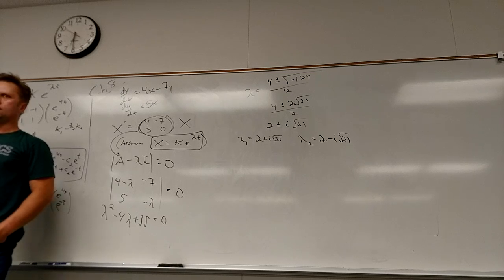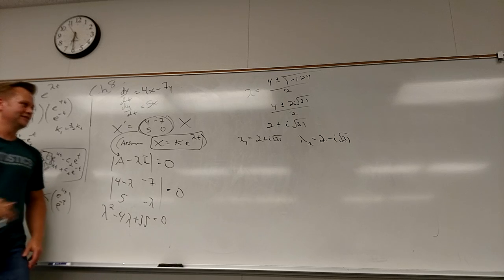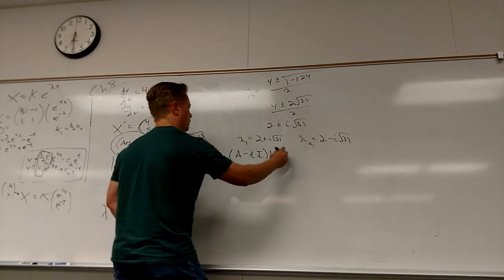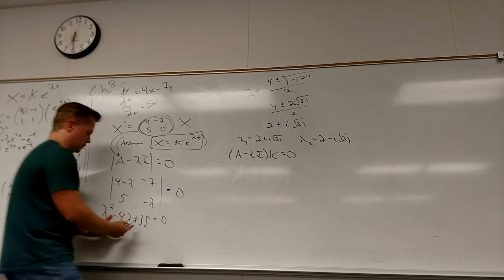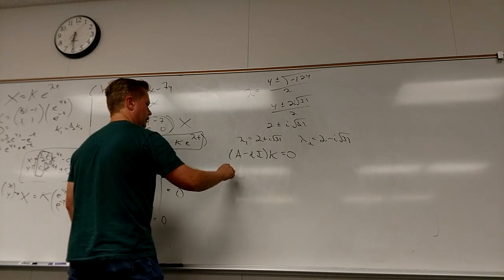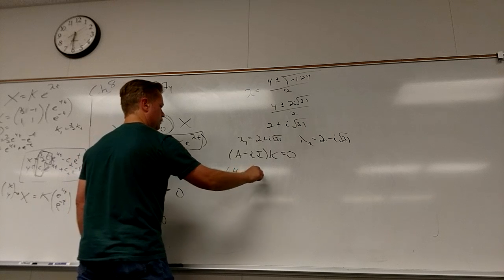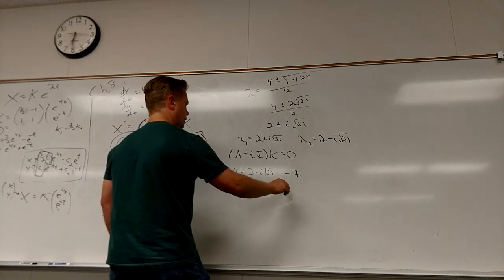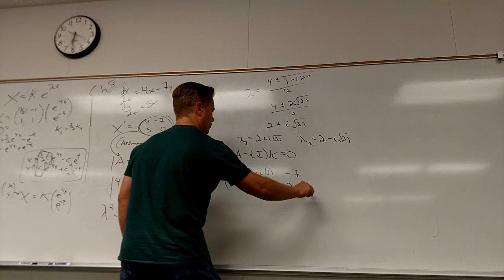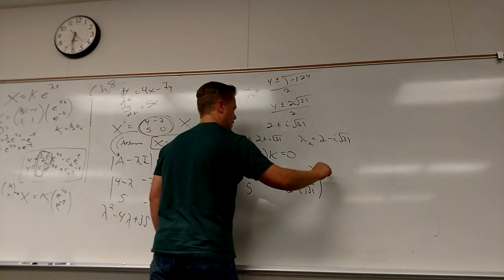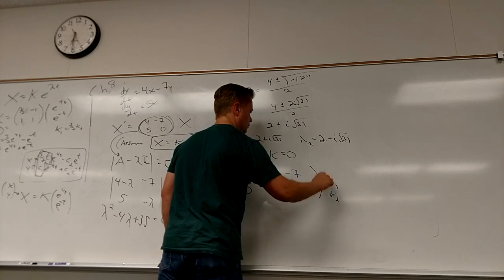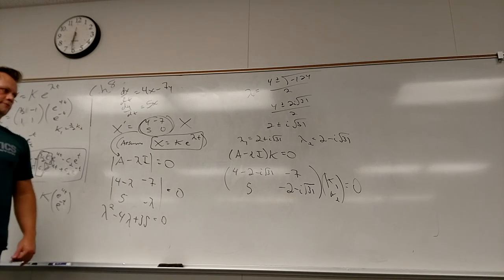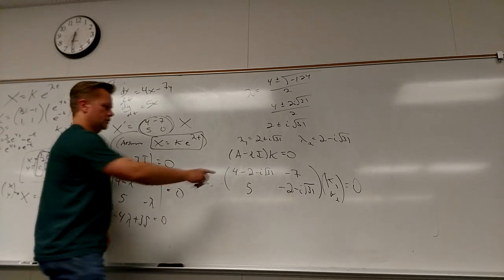You guys are excited about this. So now I look back at this, and I throw this stuff in. So I get, you ready? For this one I get 4 minus 2 minus i root 31, negative 7, 5, negative 2 minus i root 31, times k1, k2 equals 0. I don't know why I did 4 minus 2. So this is just 2 here. Is that cool?